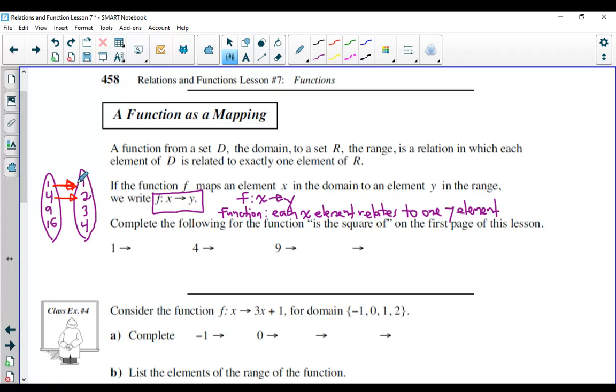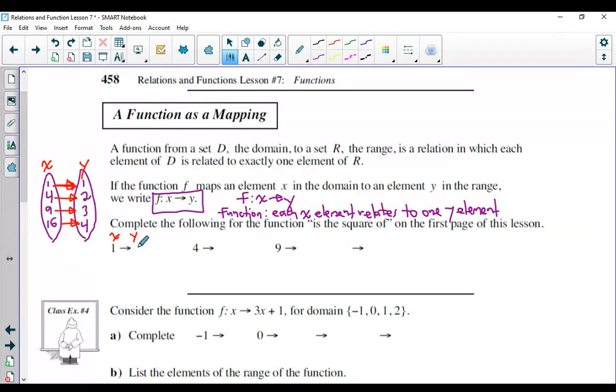1 is the perfect square of 1, 4 is the perfect square of 2, 9 is the perfect square of 3, 16 is the perfect square of 4. These are all the elements that represent the domain, my x values. These are all the elements that represent the range, my y values. So it says complete the following for the relation is a square of, from the first lesson. What this means is how does x relate to y?